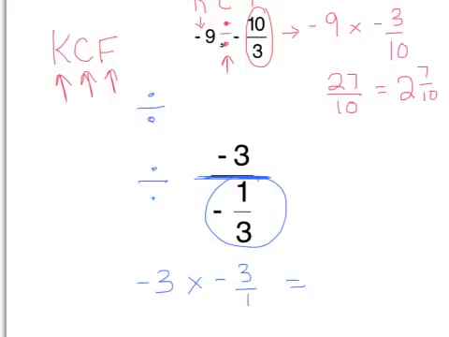All right, -3 times -3 gives me -9. Now, yeah, there's that 1, but we're not going to write a number over 1 anymore. We're going to just write it as the whole number. Oops, and I got a positive. I mean, you guys hopefully caught me on that one. Negative times negative gives me a positive.